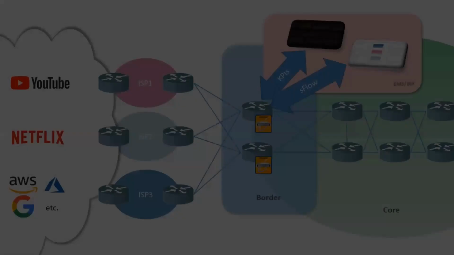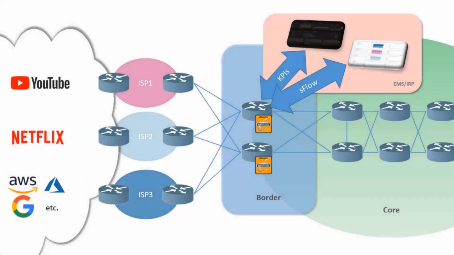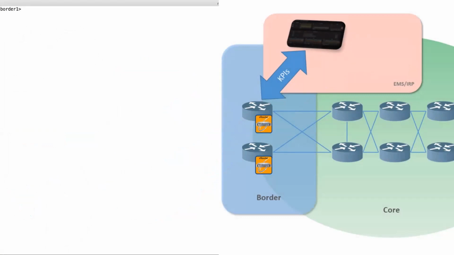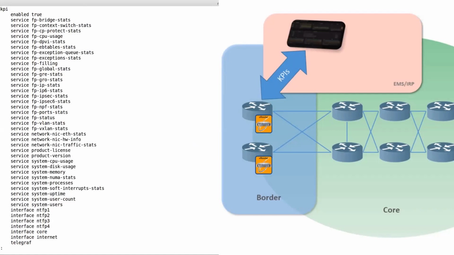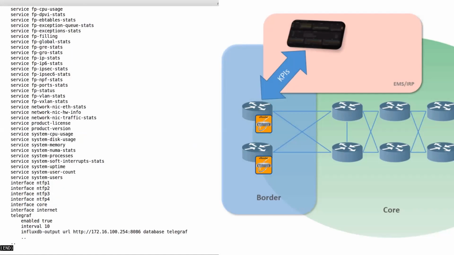Let's now review the monitoring and analytics mechanisms used in this demo. The vRouter is connected to the ISP's EMS. We can review the configuration of the KPIs that are retrieved from the system and sent to the time series database of the EMS. These include product information, such as license and version, system information, such as CPU or memory usage, networking statistics, and others. These KPIs are periodically exported to an InfluxDB time series database and will be displayed in a Grafana dashboard, as we will see in a few seconds.